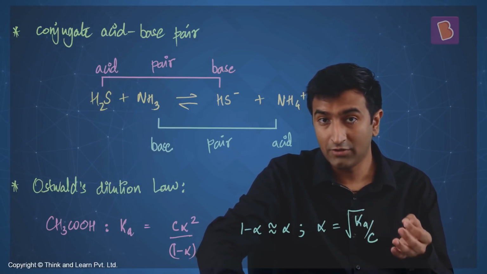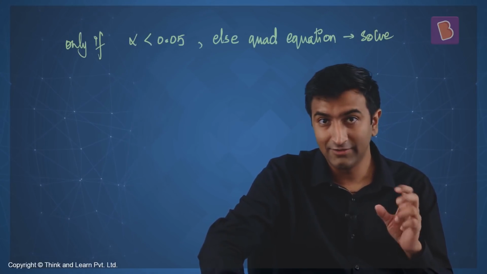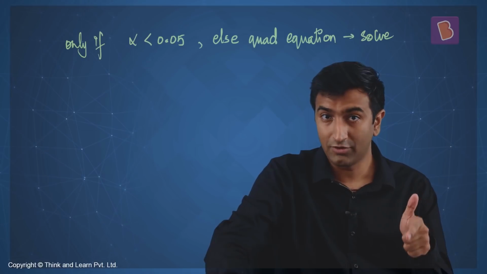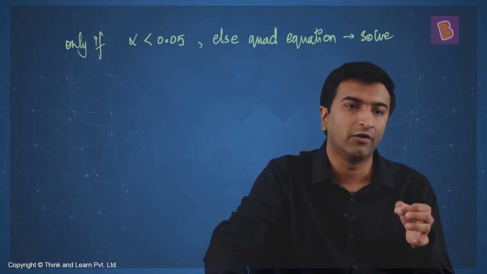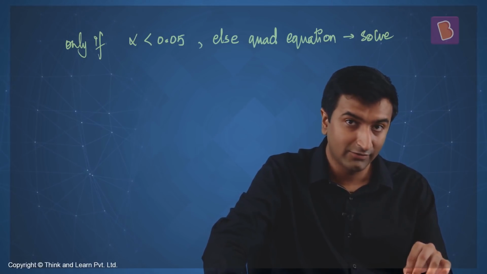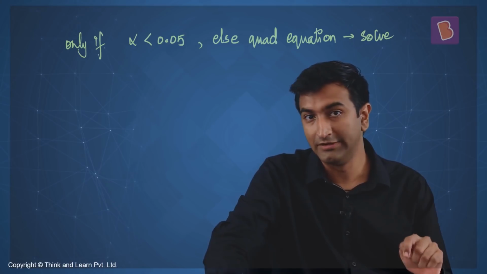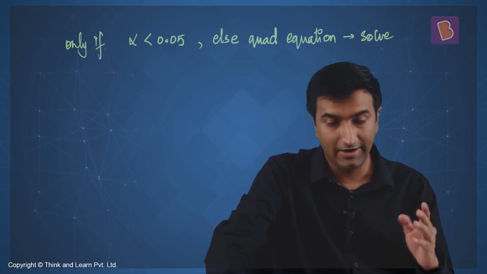Sometimes you can't make this approximation. You need to be careful. If the error is very high, greater than 5%, then you cannot make this approximation. You get a quadratic equation that you have to solve. This is almost never tested, but sometimes an examiner might test that, so be careful about it. This may be relevant in the JEE Advanced exam more than the JEE Main exam. Yeah. All right, moving on.